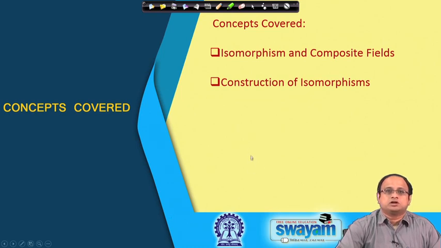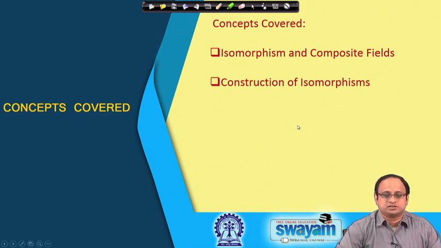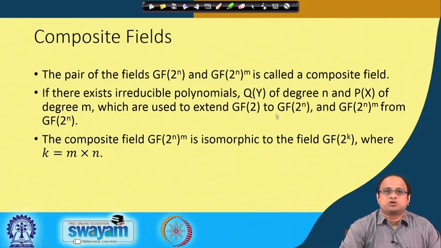I shall be starting with defining, of course, isomorphisms as we have seen, but also a term which is called composite fields. We shall see how we can develop isomorphisms between the composite fields and how we can algorithmically construct these isomorphisms. I shall state two broad algorithms, and the final algorithm is more efficient compared to the first one. So, what are composite fields?